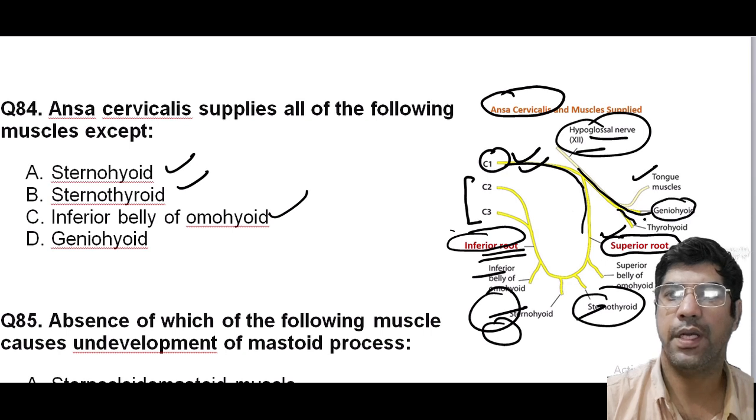So geniohyoid and thyrohyoid, they are supplied through the hypoglossal nerve through C1.